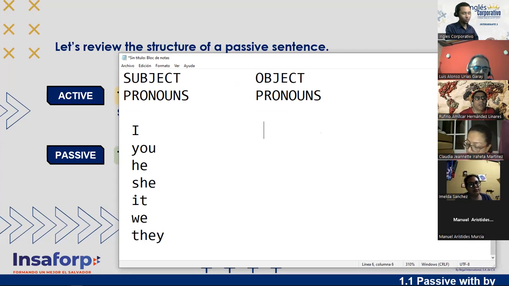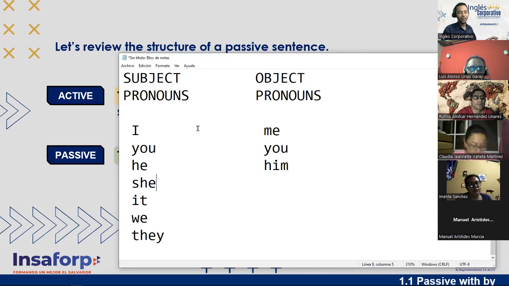No idea? No problem. The object pronoun is me. Yeah, that's right. In the case of you, it is you. It doesn't change. In the case of he, what is that? His is a possessive adjective. Him. Yeah, that's the word. Okay, very good. It is him.